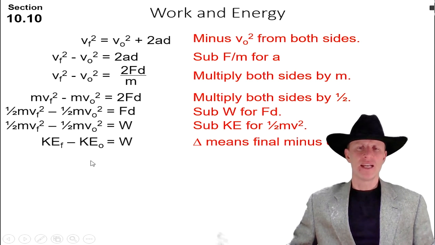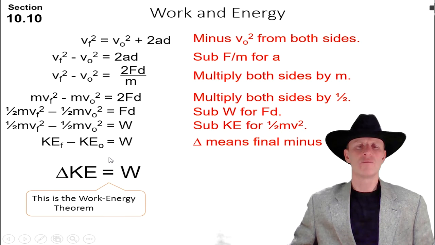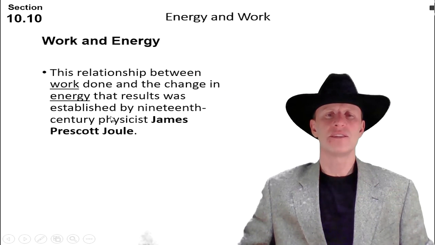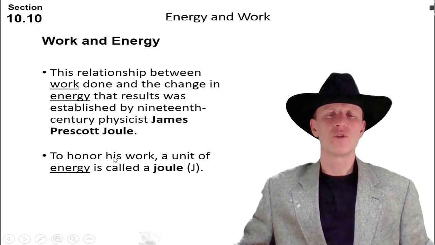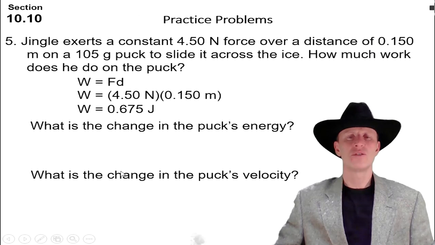So on the left-hand side, we can represent that change in energy with a delta KE. Now that delta KE, the change in energy, is equal to the work. So the change in energy is equal to the work done on a system, and this is called the work energy theorem. And again, this relationship between work done and the change in energy resulted from James Prescott Joule, who was a 19th century physicist. So in honor of his work, the unit for energy or work is called a joule.